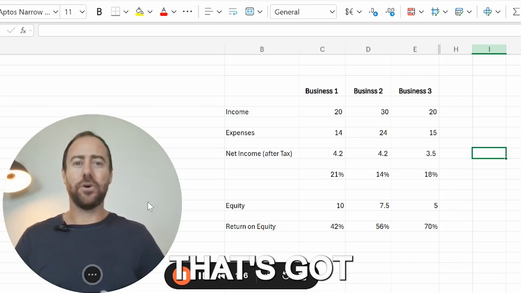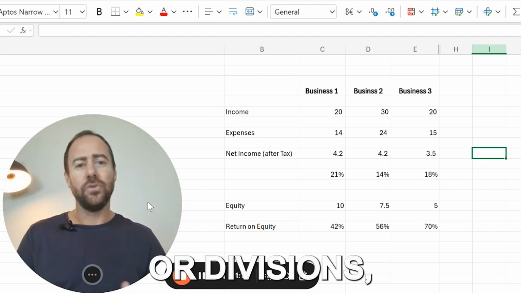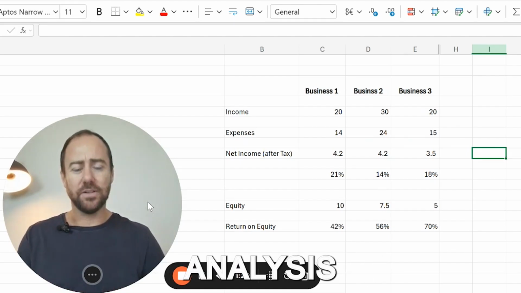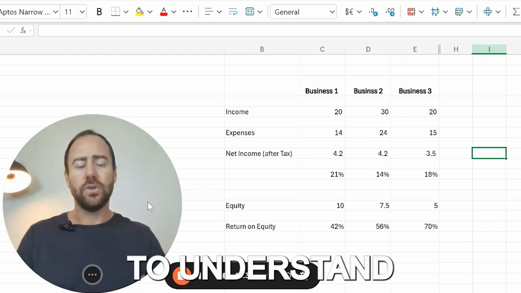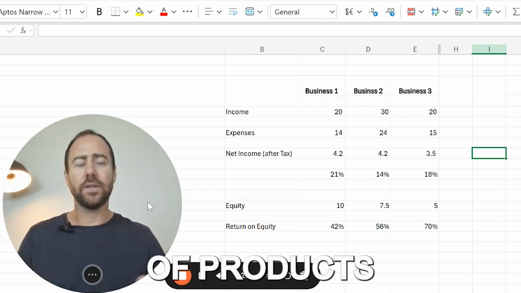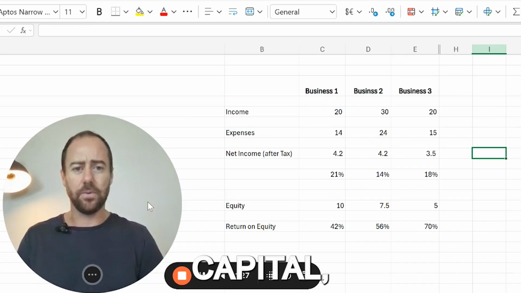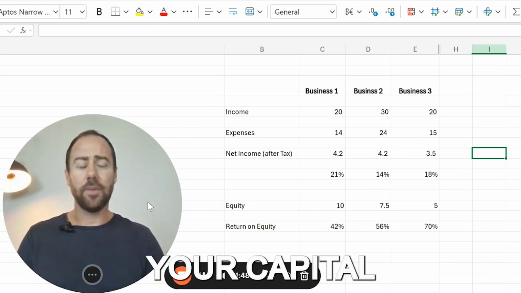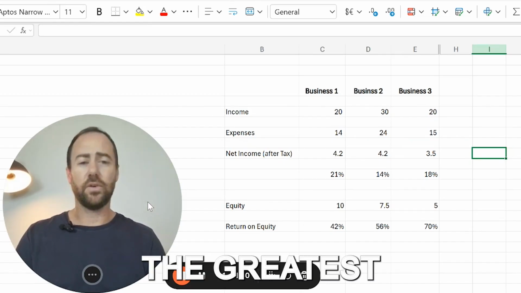If you've got a business that's got multiple product lines or divisions, you should run this return on equity analysis per product line or division to understand which divisions or products are giving you the best return on capital. Then you should focus allocating your capital to those divisions to create the greatest overall return for shareholders.